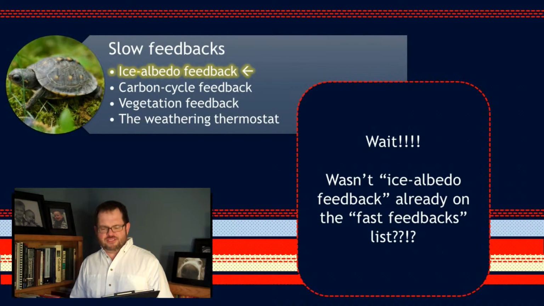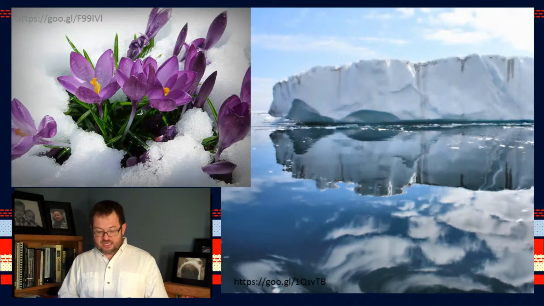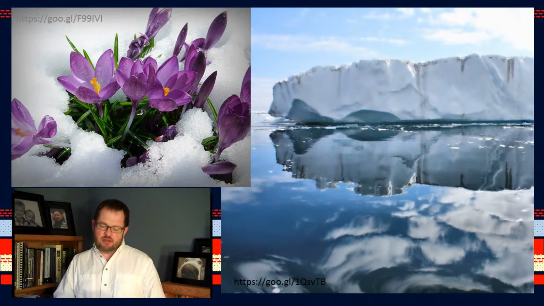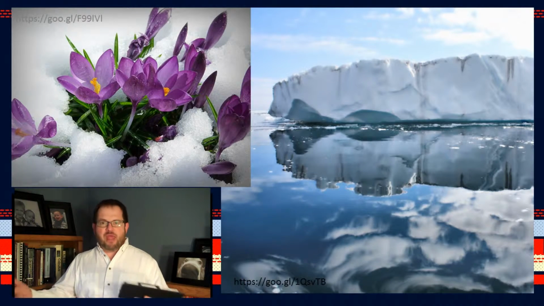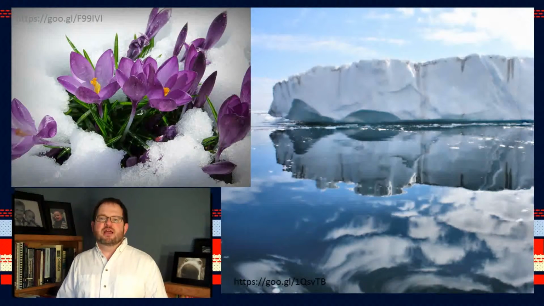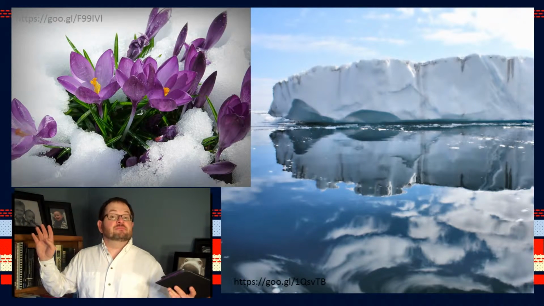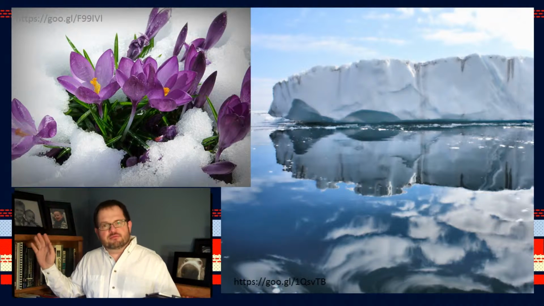Wait a minute, Dr. Shruggy, wasn't ice albedo feedback already on our fast feedbacks list? Yeah, it was. Kind of depends on what kind of ice you think you're melting here. I mean, if you're just talking like snowpack and it's only a few inches thick and it's got bare patches already, like this little patch of flowers poking through the snow here, that's a very fast feedback. Warm the ground up a tiny bit and all that snow will be gone. Okay, it'll be gone by this afternoon.